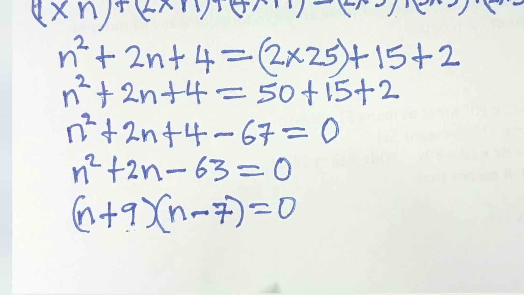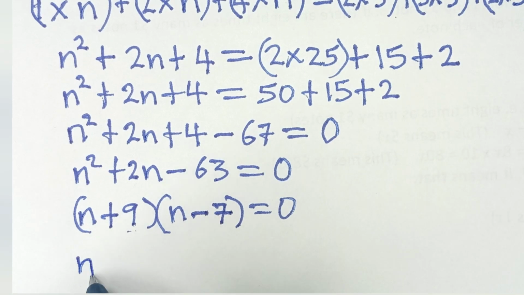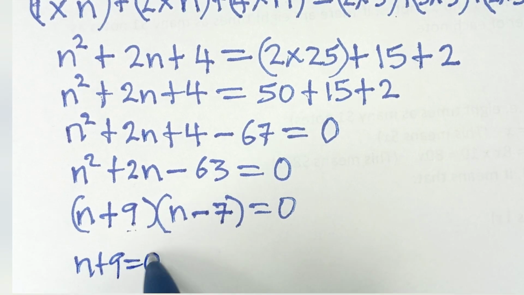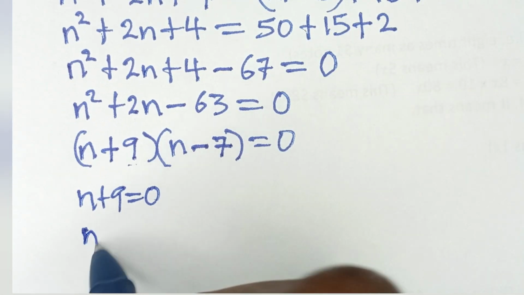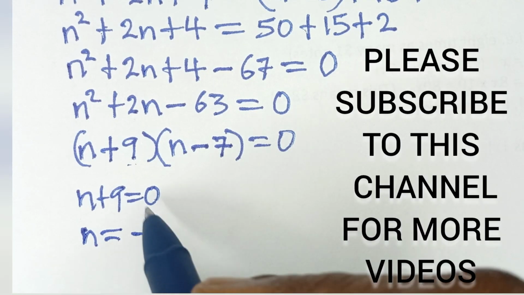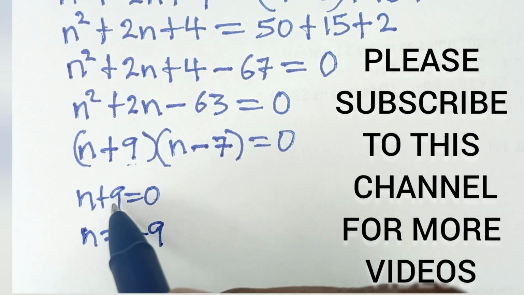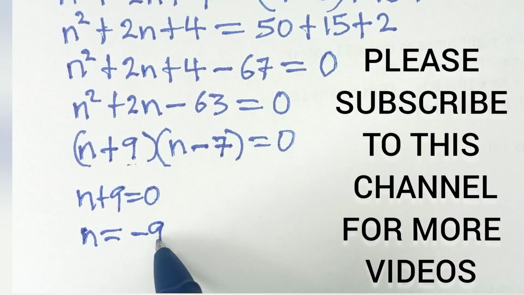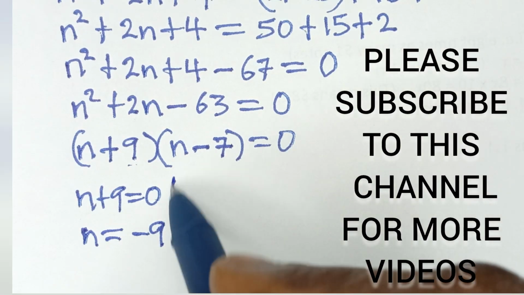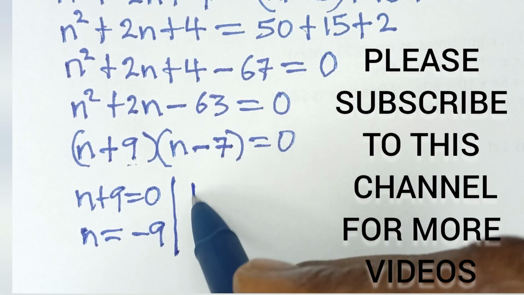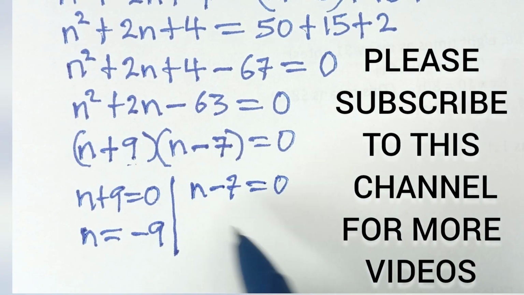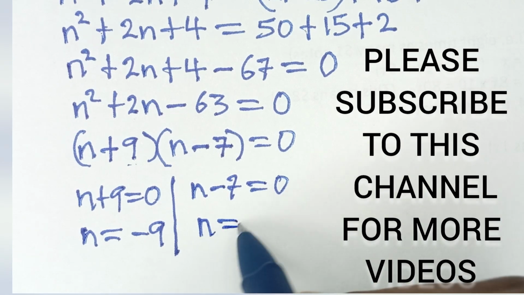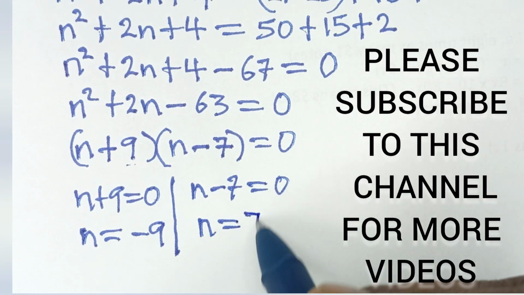The next thing for us to do now is to equate each of the brackets to 0. If we equate n plus 9 to 0, it's going to simply give us n is equal to negative 9. When this positive 9 goes to this side, it becomes negative 9. We ignore the 0. The next bracket is n minus 7 is equal to 0. So now I say n will be equal to 7, the negative 7 goes to that side and becomes positive 7.